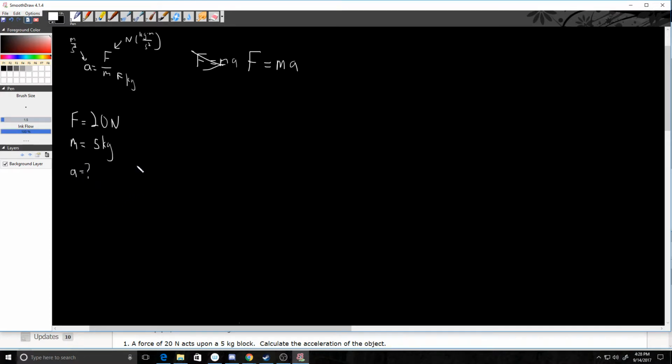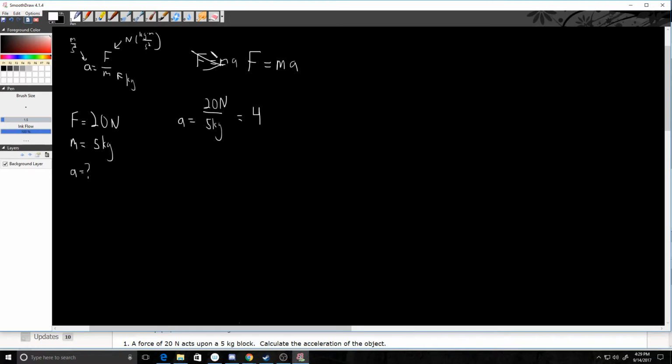This is pretty basic. Essentially, I can use either equation with all the algebra we know. So let's just start with this one here. It's asking for acceleration, so I want to get that one by itself. Here it's by itself, so acceleration is equal to force, 20 newtons, divided by mass, which we said was 5 kilograms. 20 over 5 should give us 4.